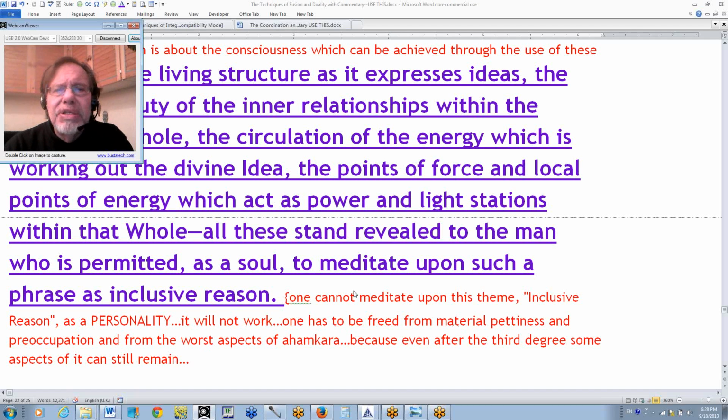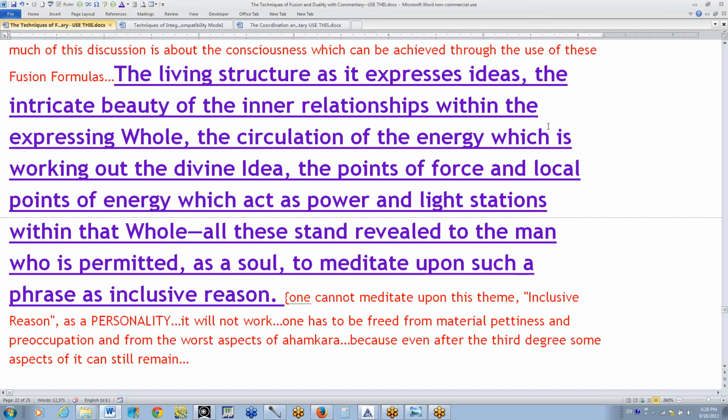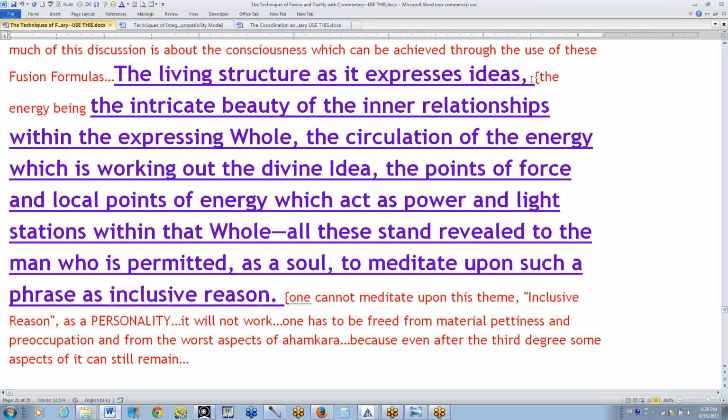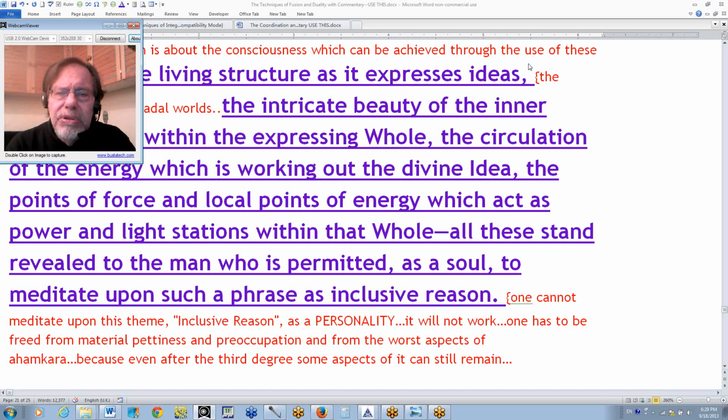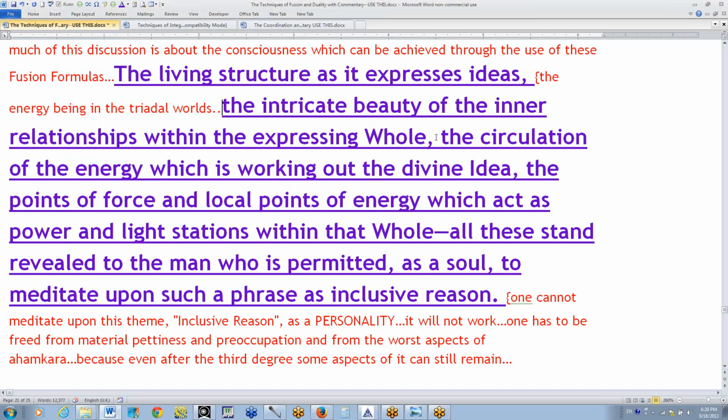So the living structure as it expresses ideas, the beings in the triadal world, the energy beings in the triadal worlds, the intricate beauty of the inner relationships within the expressing whole. And I suppose both within the three worlds of human evolution and also even within the five worlds, there are great relationships there to be seen. The circulation of the energy, which is working out the divine idea, and that's really what's happening through the science of cycles, both ray cycles and astrological cycles, and what these energies are, how they relate, where they go.